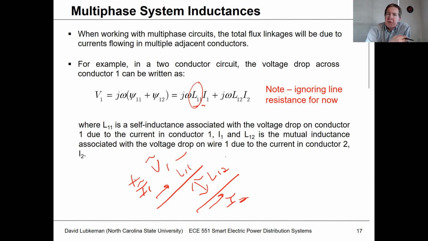And so when we talk about these multi-conductor systems, it's not just going to be a function of I1, but it's going to be a function of the other currents flowing in the other wires as well. And this is going to relate to these mutual inductances, or what we sometimes refer to as mutual coupling terms. And that's really what we need to focus on here: how do we calculate these two different types of inductances?